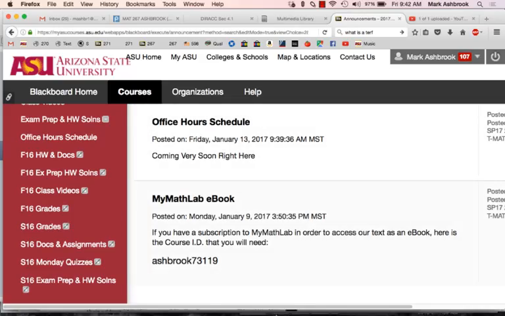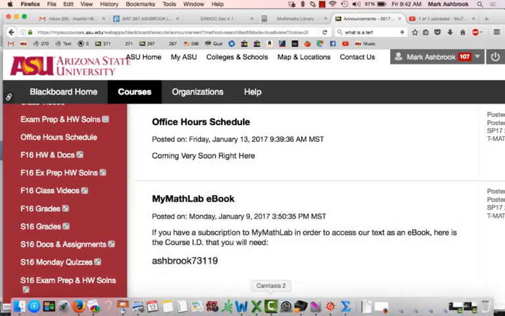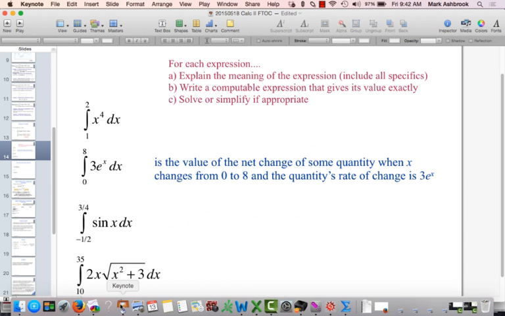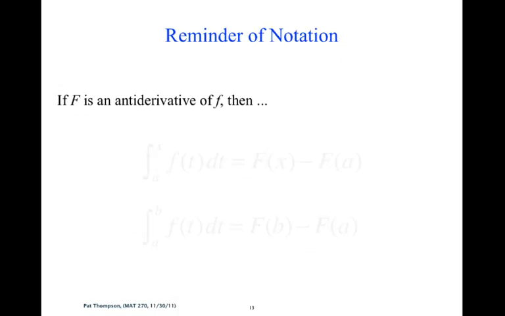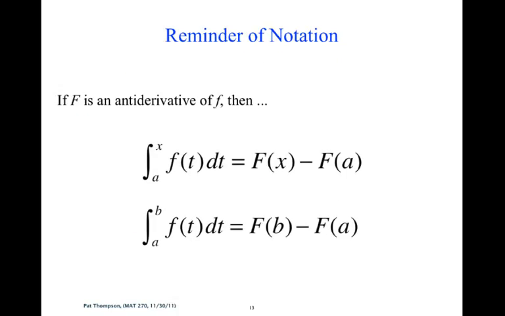Okay, so we're talking about the fundamental theorem of calculus. And this is it. If F is an antiderivative of f, then this integral over here equals this difference of function values of F.